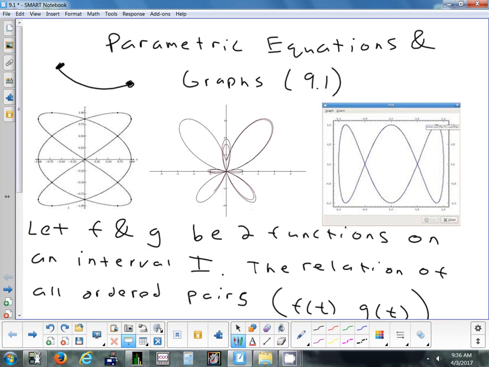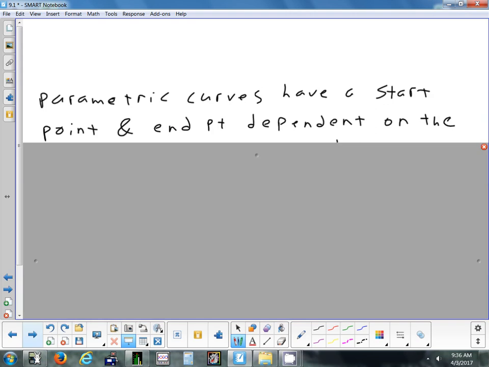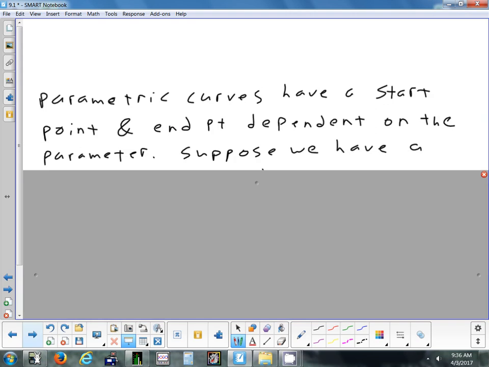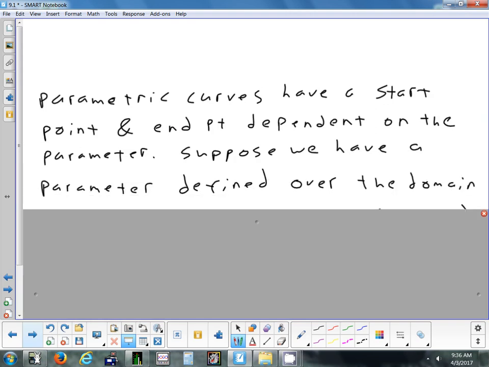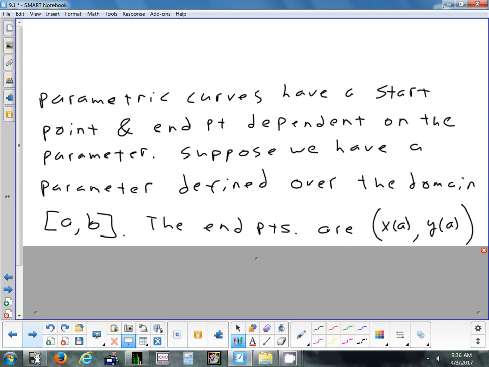Where the start and end points are, it's going to depend on what they give you. I can't just look at that picture and say where it starts and ends. I have no idea. This is one, that's the other. Without more information, I can't tell you. So what controls where a parametric curve starts and stops is the interval. It's the domain of your parameter. That's the interval.